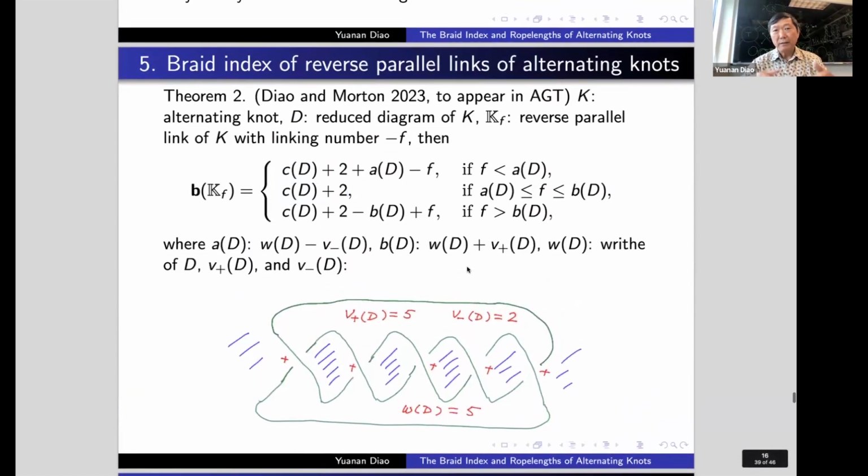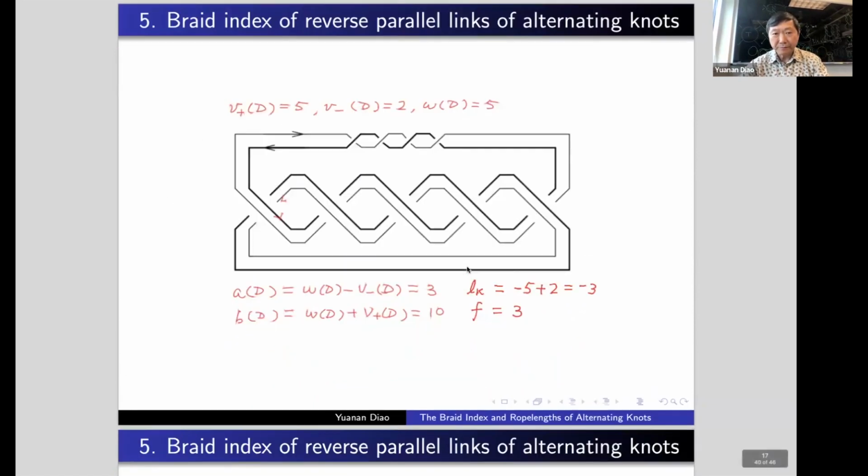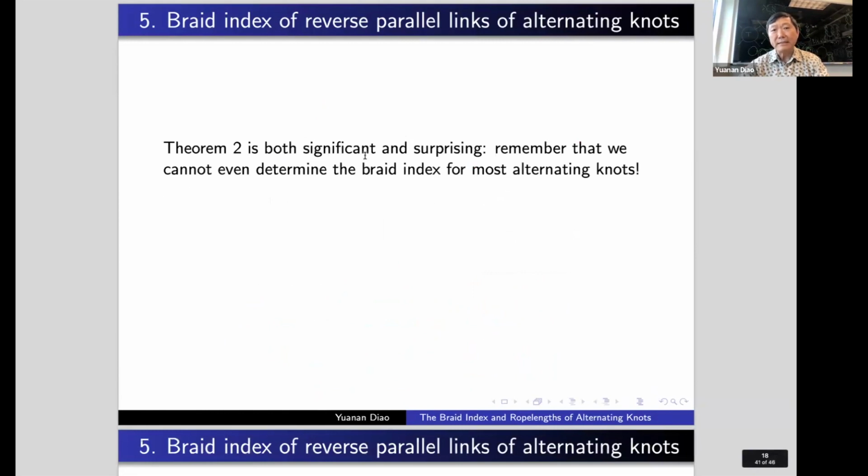But I explained this because the theorem is significant in itself, not just because of the rope length problem. Because remember, we cannot even determine the Braid index for most alternating knots, right? And here, this result is saying for any alternating knot, you make a double, you give it an opposite orientation, then suddenly we can determine the Braid index. So it's quite a nice result, actually.